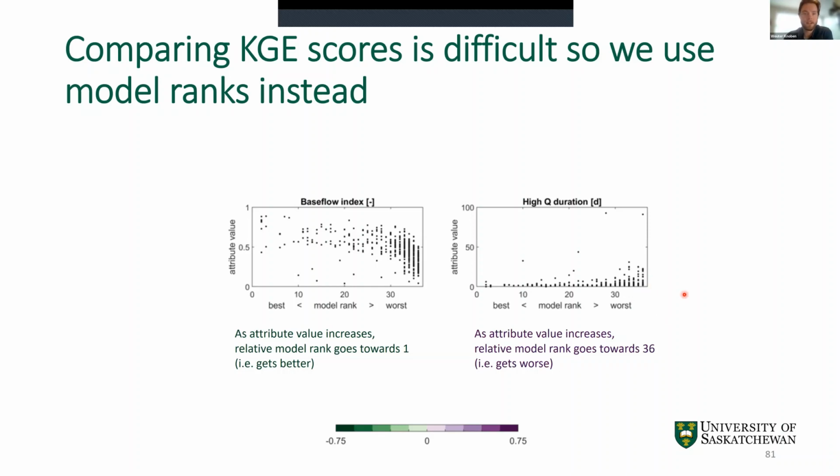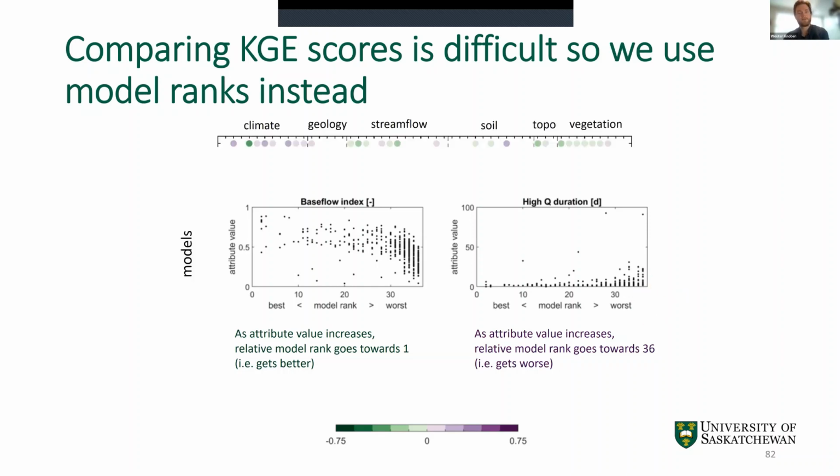Now, if we put this in a sort of correlation overview, we get something like this. On the x-axis are the CAMELS attributes, so climate, geology, streamflow signatures, soil properties, topography, and vegetation. And on the y-axis, we'll have all our models. So this model tends to rank better if this particular climate attribute in green goes up. This is snowfall. When these dots are purple, that means that when this attribute goes up, this model tends to do worse compared to the other models in our sample.